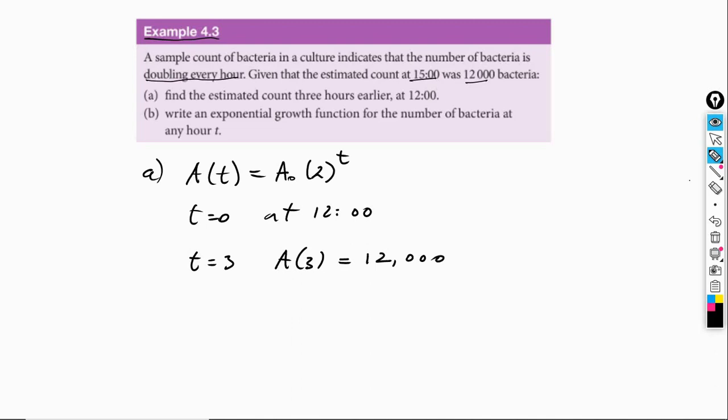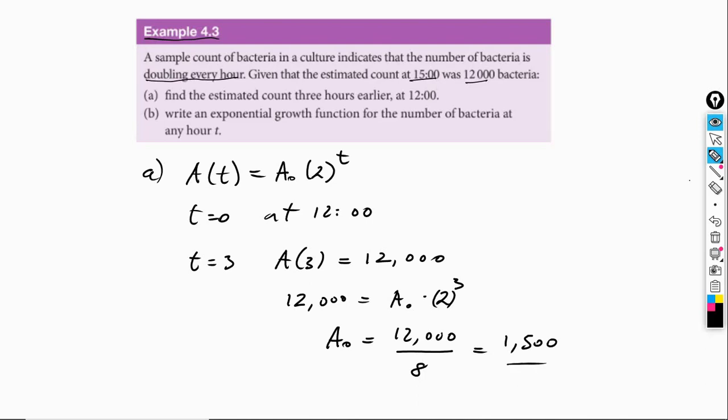So that means that 12,000 is equal to A sub 0 times 2 to the 3. In other words, the initial amount is going to be 12,000 divided by 8, which equals 1,500. Therefore, that was the initial amount of bacteria, or the amount of bacteria that was present at noon.